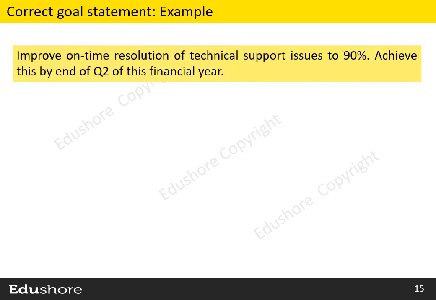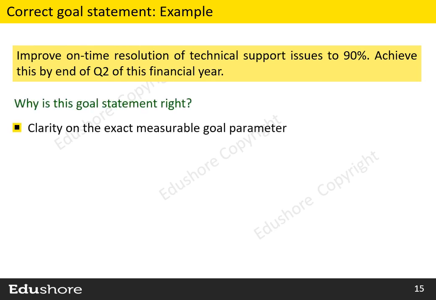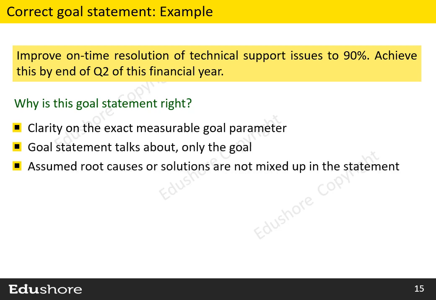The following is the correct way of writing the same goal statement. Read the statement and try to notice the corrections. In this goal statement, there is clarity on the exact measurable goal parameter, which is the on-time resolution of technical support issues. The goal statement talks only about the goal. Assumed root causes or solutions are not mixed up in the statement, and the goal is clearly quantified. This is how a goal statement should be articulated.